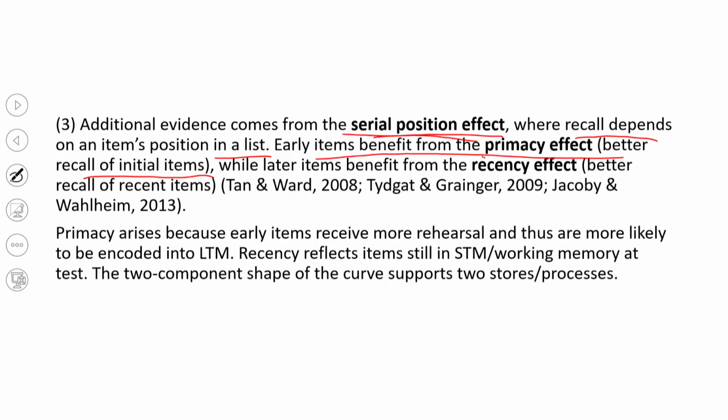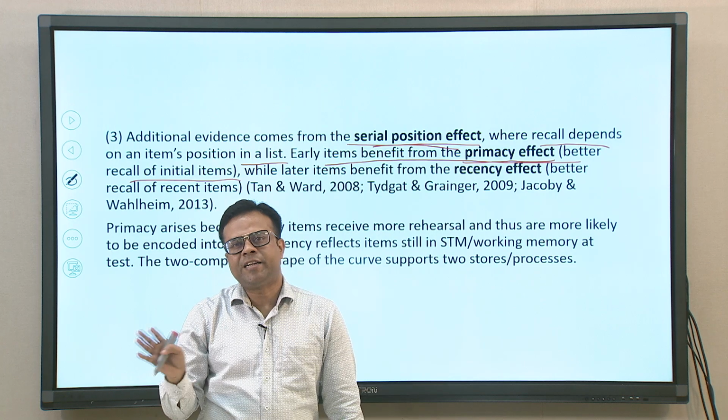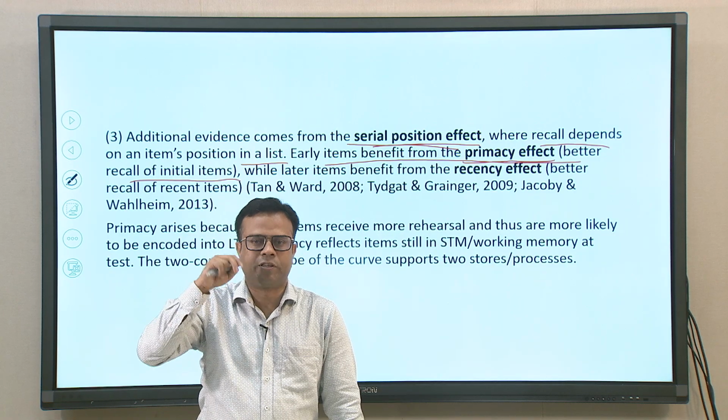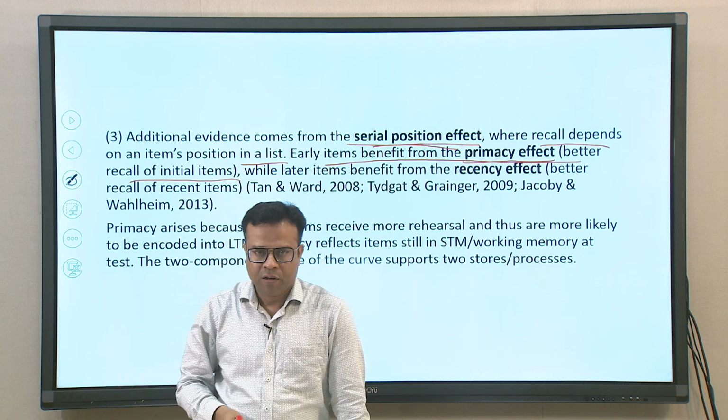This is something called the primacy effect, because whenever you read a list, the initial few items are given more importance, you pay more attention. So, they are remembered better. This is called the primacy effect. Last items are remembered better because they are more recent, you have just read them. So, that is called the recency effect.